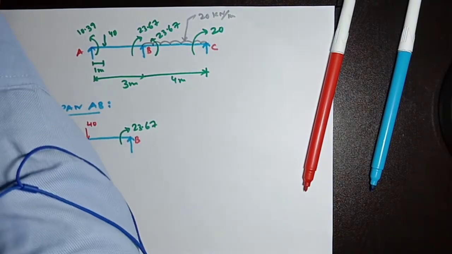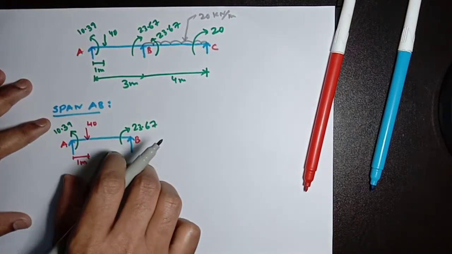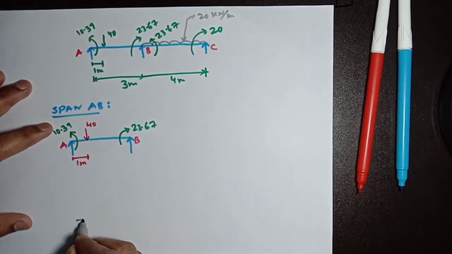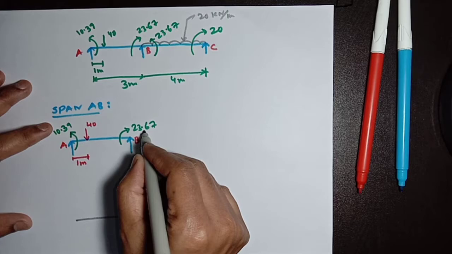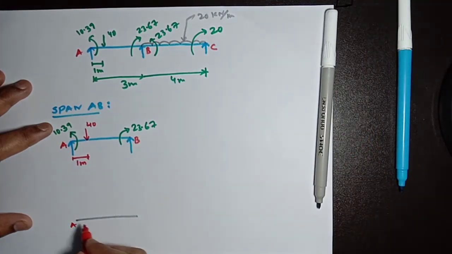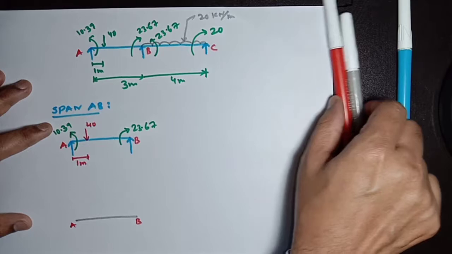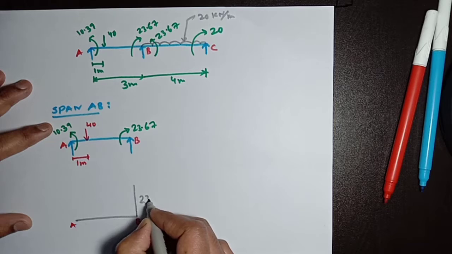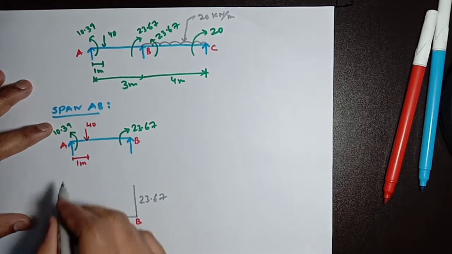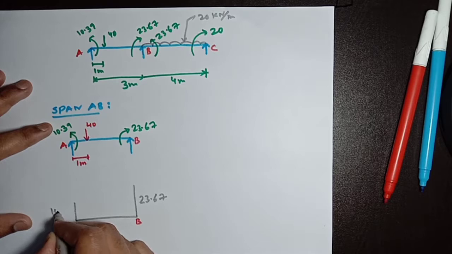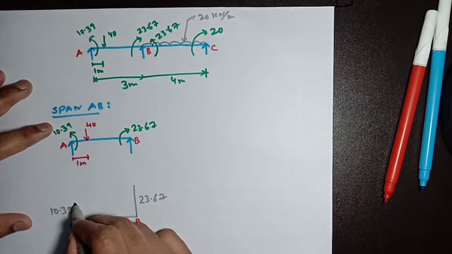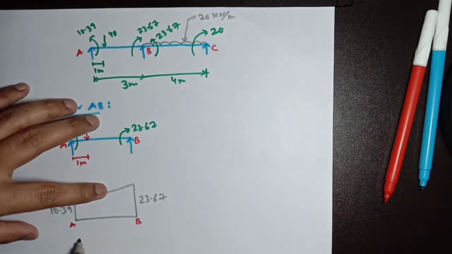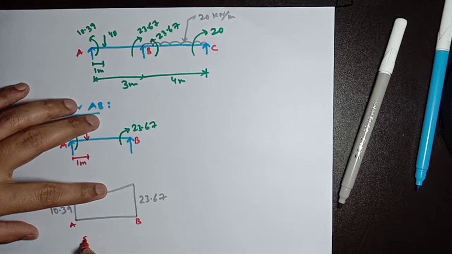Okay, now we are going to draw the support moment diagram. The support moment diagram will be developed here. We are taking the same span AB, this is the point A, this is the point B. Here the support moment value will be 23.67, and here the support moment value will be 10.39, and adding this we will find the support moment diagram. This is what we call the support moment diagram.